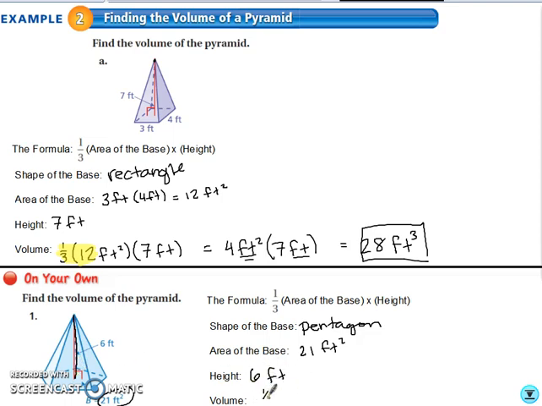So my volume is 1/3 times 21 square feet times 6 feet. I will multiply 1/3 and 21 together first to get 7 square feet times 6 feet for a total of 42 cubic feet. So the volume of this pyramid is 42 cubic feet.